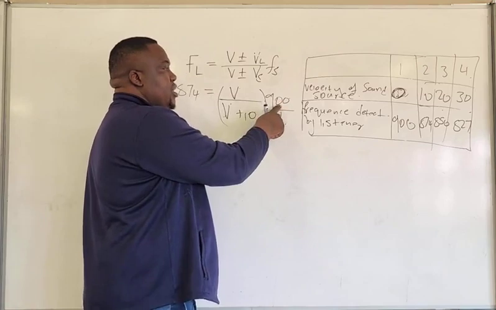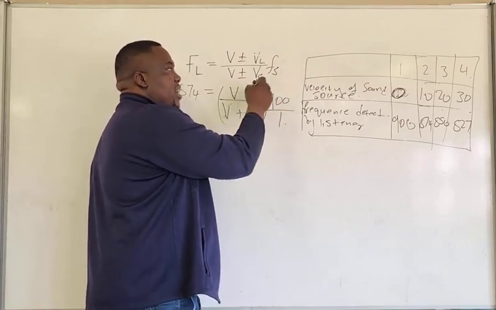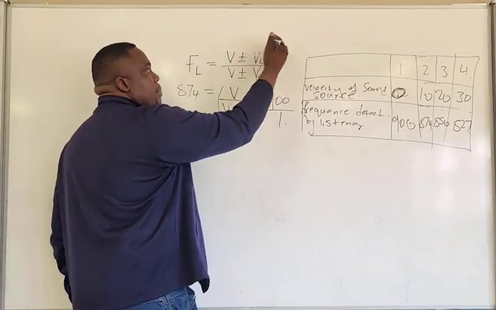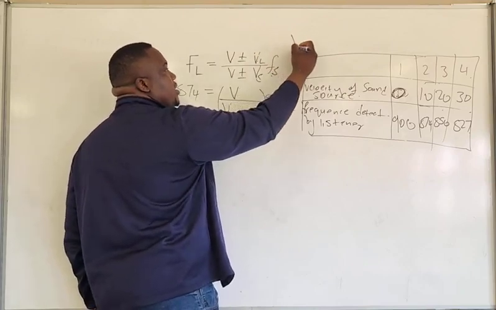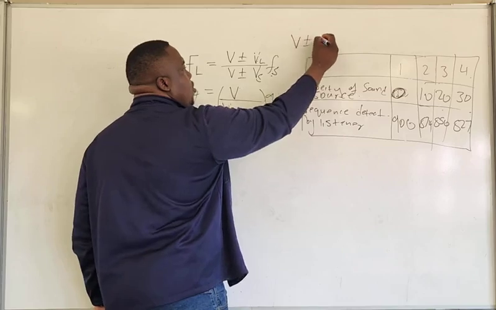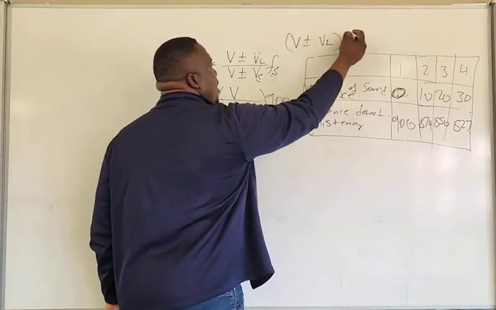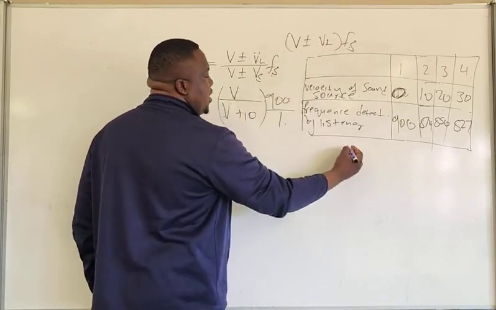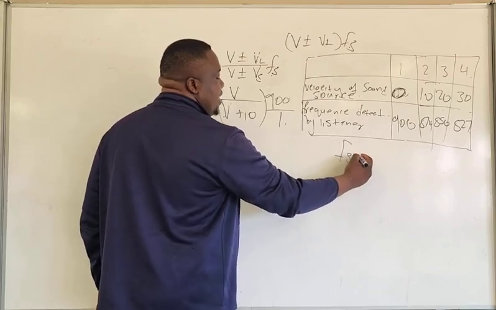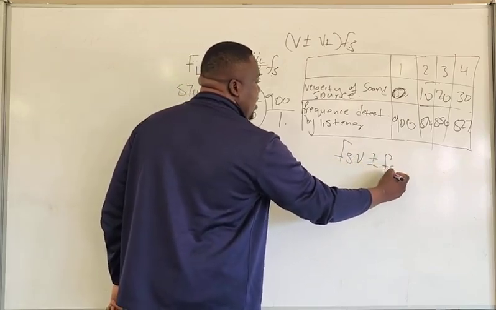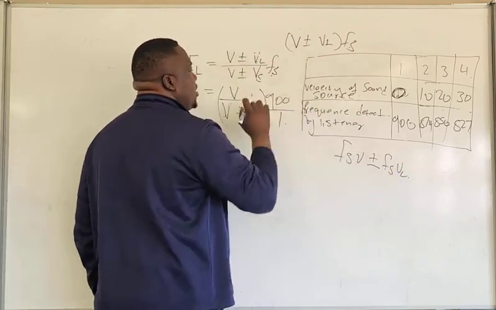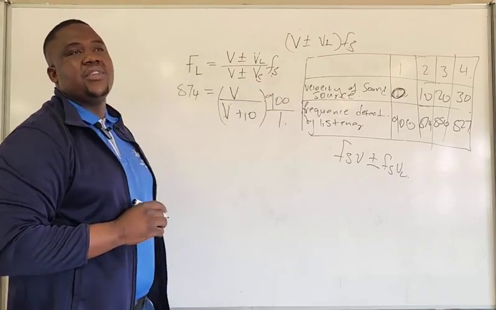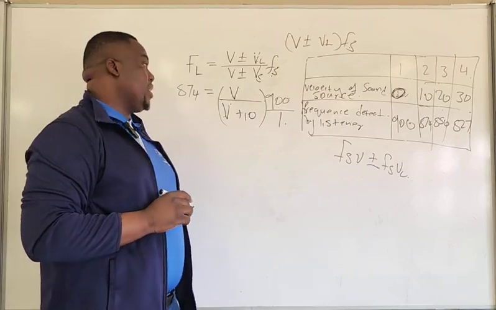So this frequency is multiplying the numerator. I can write the upper part. The upper part is the same as V plus or minus VL all multiplied by Fs. You need to understand that that's how it is. We can even expand it as FsV plus or minus FsVL. I'm expanding the upper part. You need to understand that this Fs is in the numerator, multiplying everything that is in the numerator.